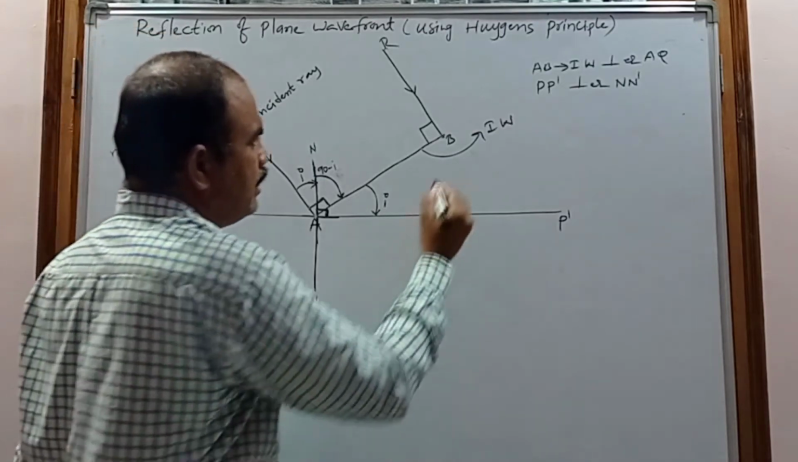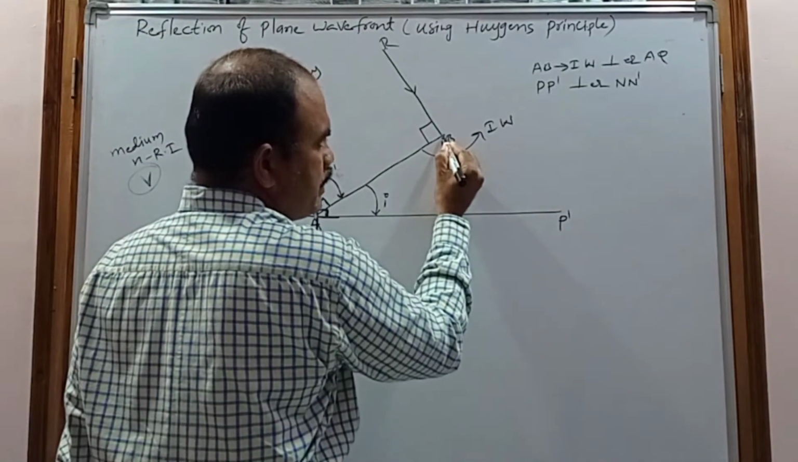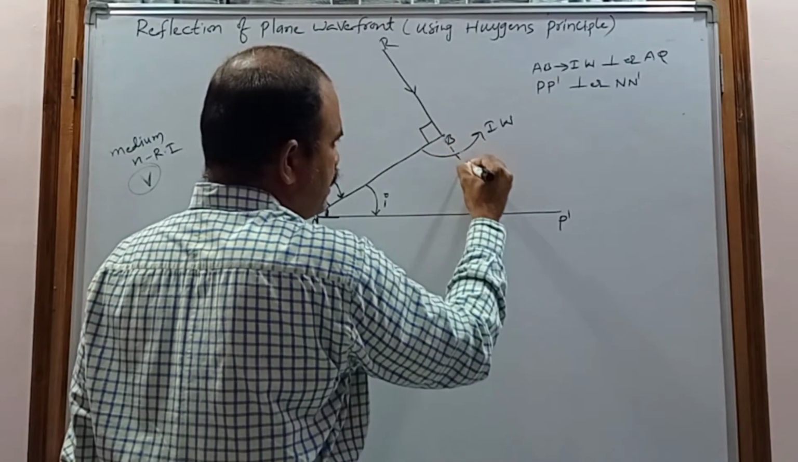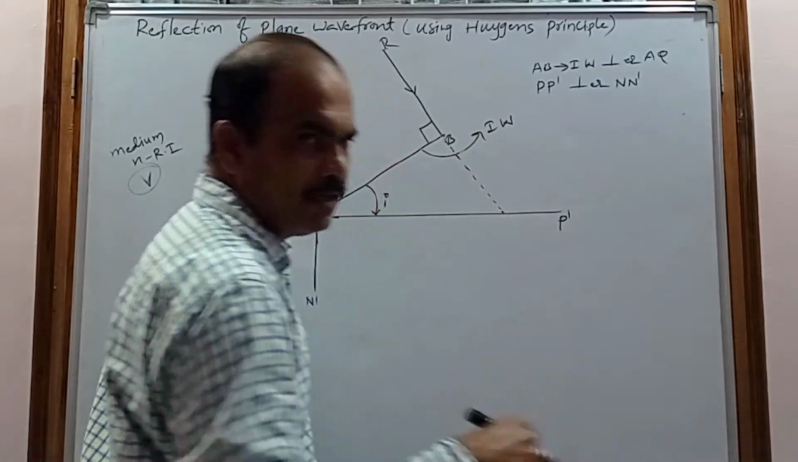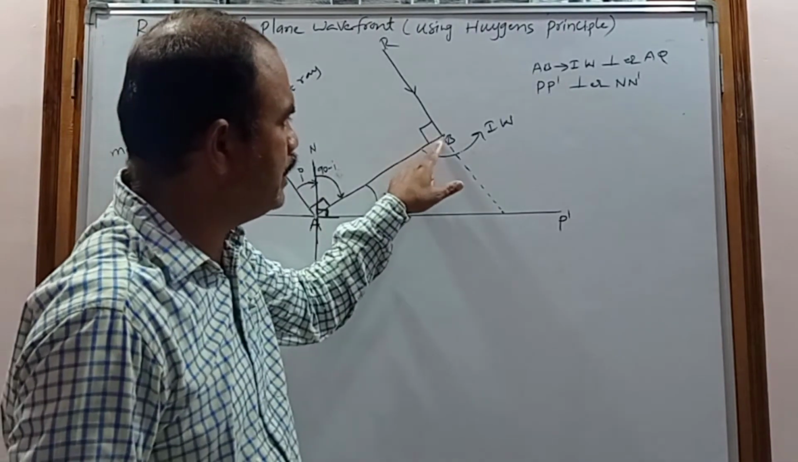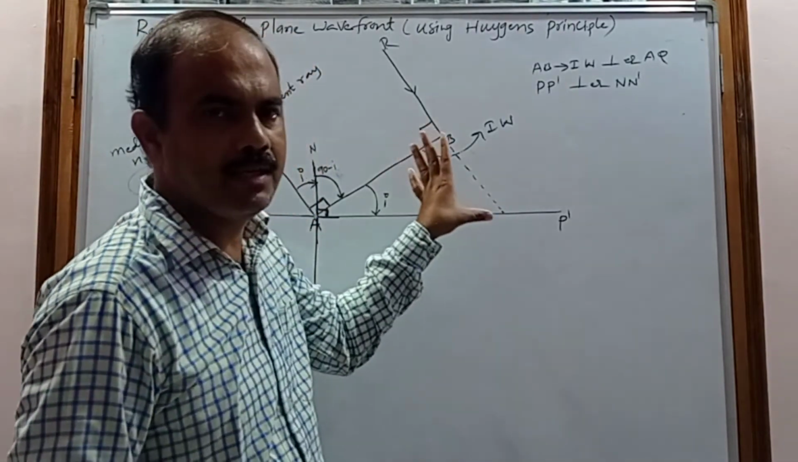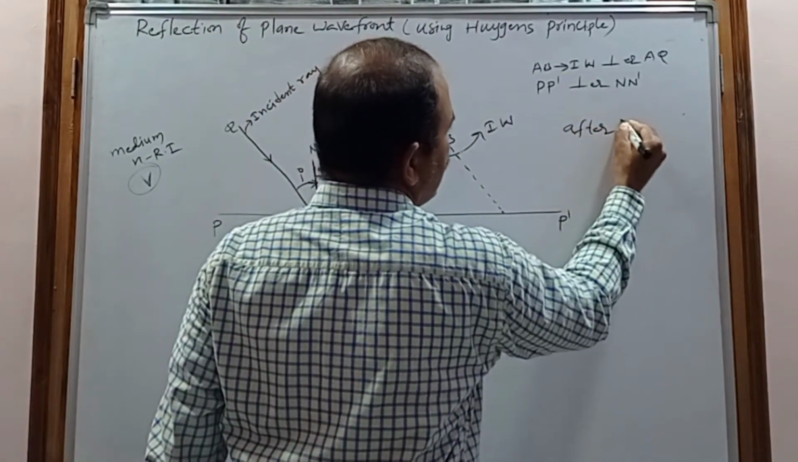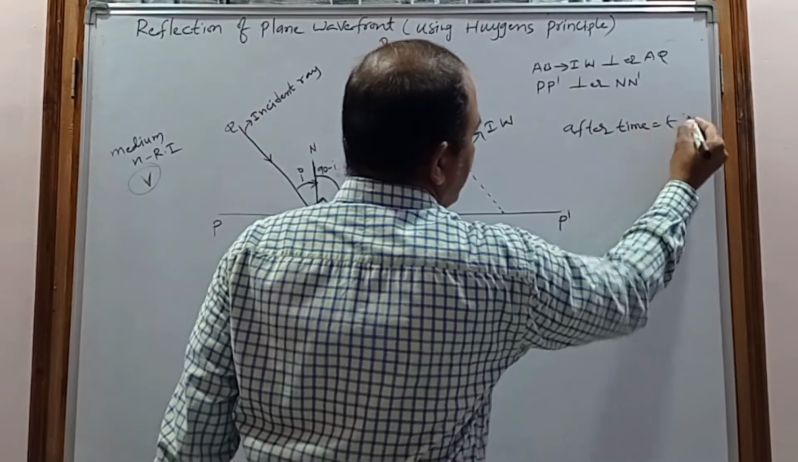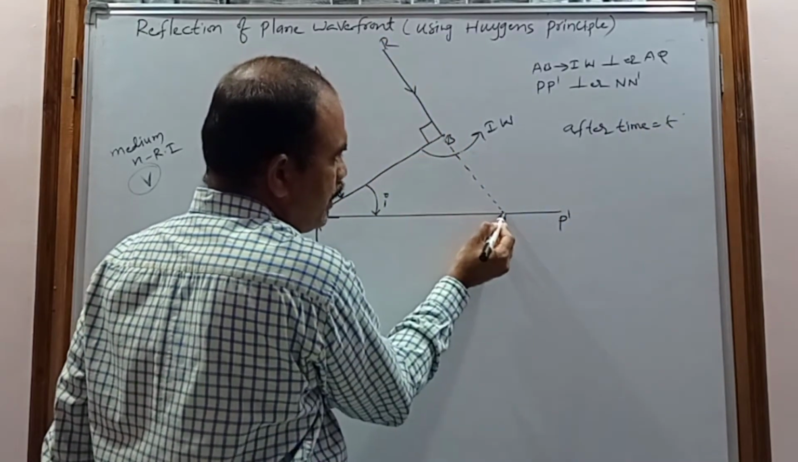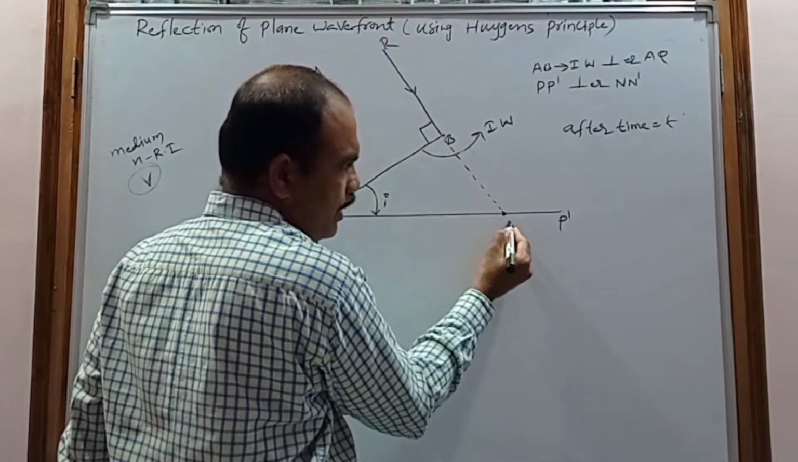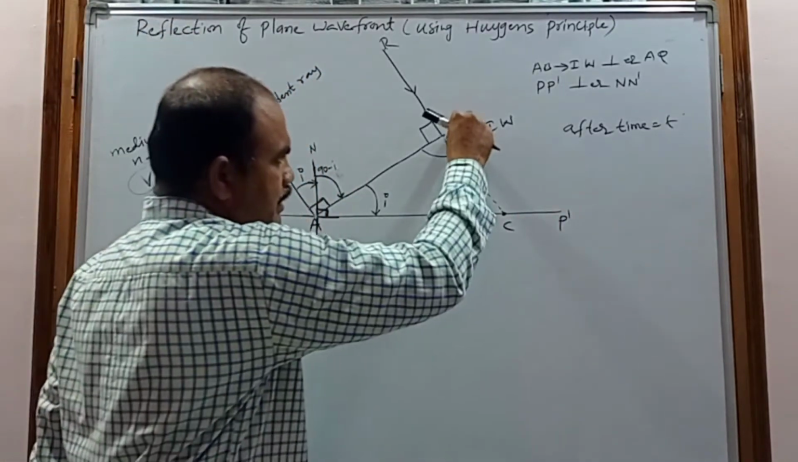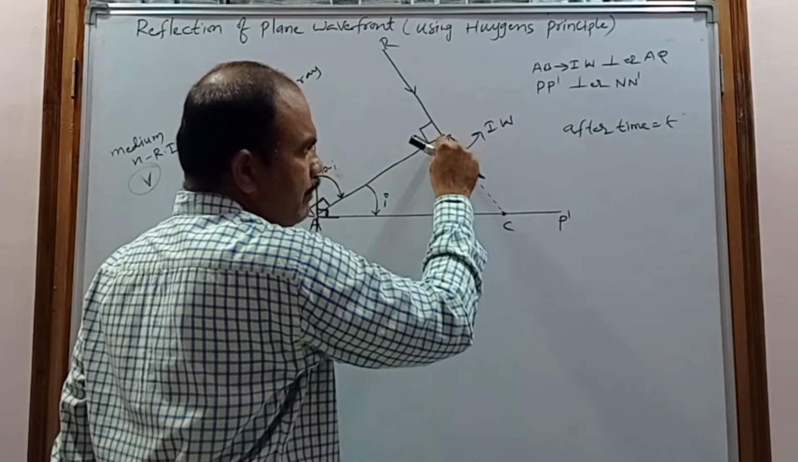So now consider the time taken by the secondary wavelet produced from B to reach the surface to be t. After time t, the secondary wavelet is not here, it will be here. Now consider it reaches a new point, C, on the surface. And this is the distance travelled by the secondary wavelet produced from B.